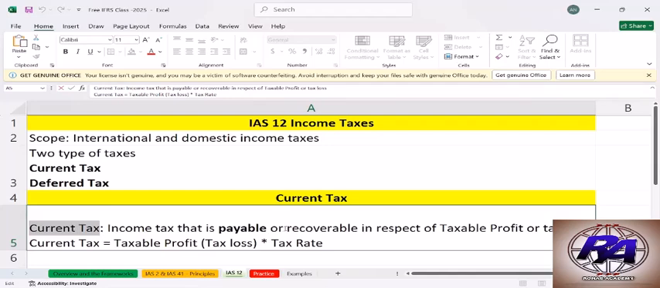Okay, so now let's talk about recoverable. Let's talk about recoverable, since we understand payable. Please, any question on payable? Any question on payable?